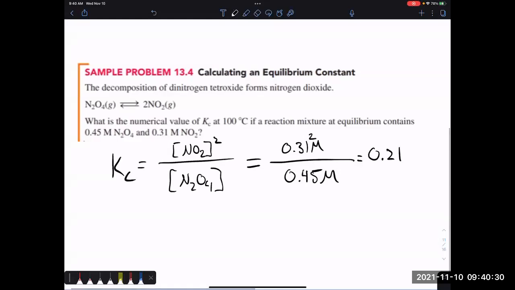Now, does this reaction favor products or reactants? The reactants. Yeah, because our number is less than 1. So really, if it's greater than 1, then we're going to have more products than reactants. If it's less than 1, we're going to have more reactants than products.